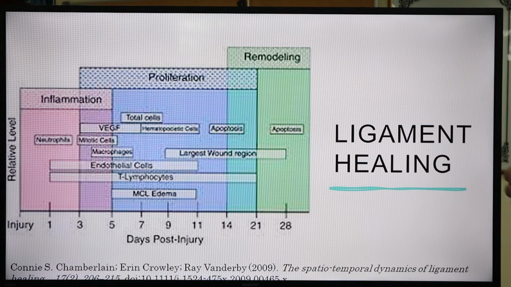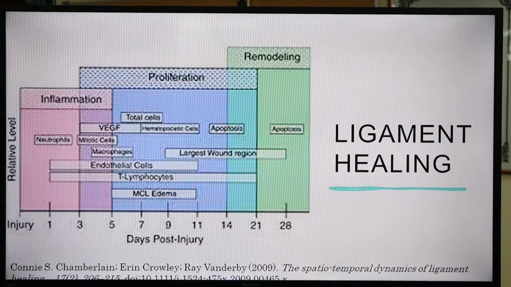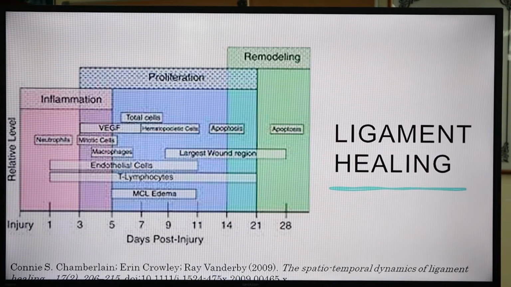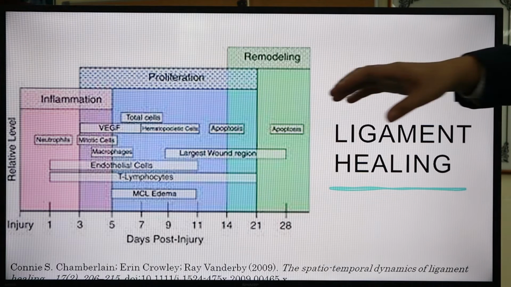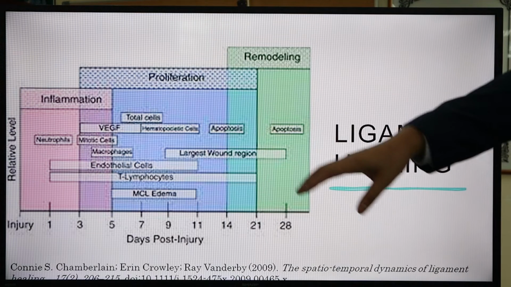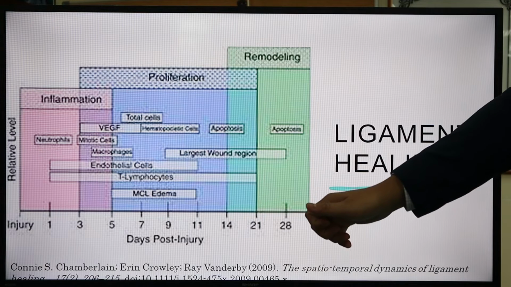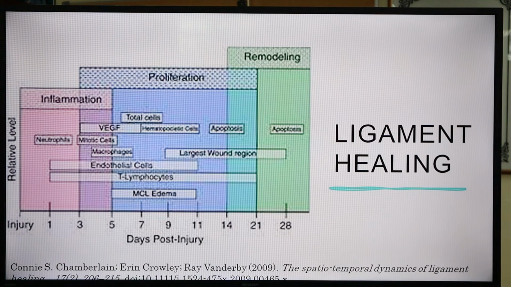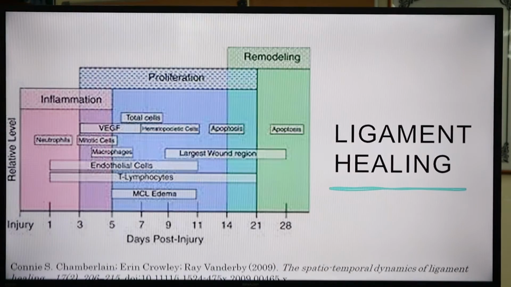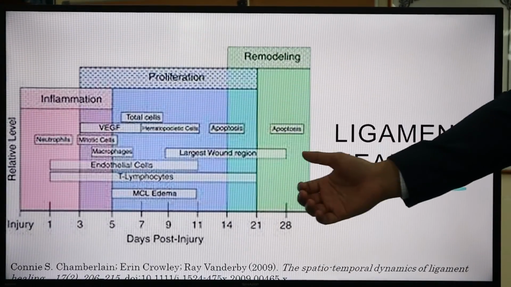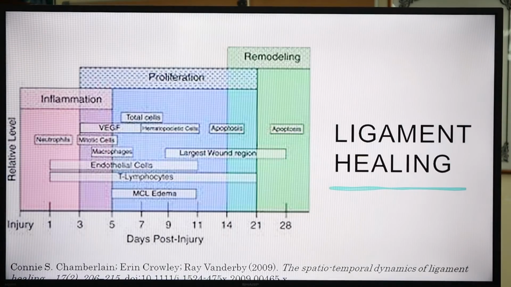One is the inflammatory phase. Initially there is vasodilatation, and then recruitment of inflammatory cells, by neutrophils initially and then substituted by macrophages. The pro-regenerative macrophages stimulate all the factors that stimulate healing: VEGF, proliferation of the fibroblasts, and secretion of collagen, especially type 3 collagen. And this can last from day 3 to day 21.